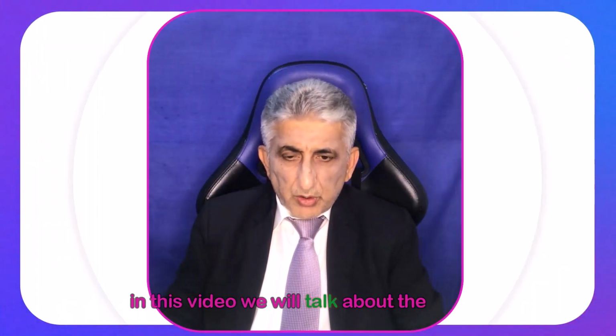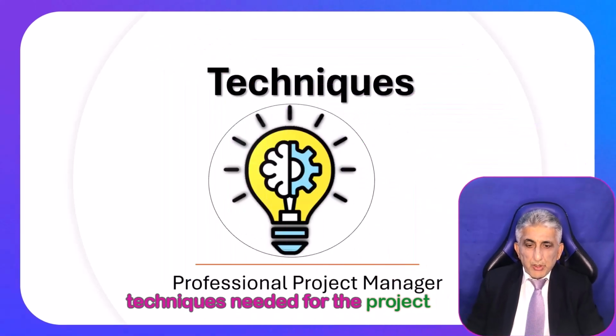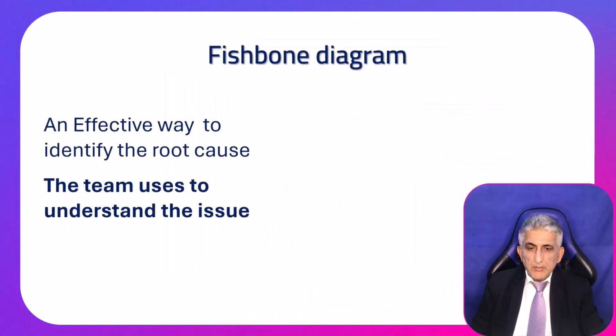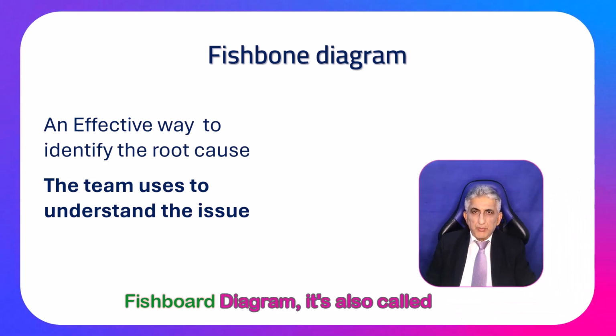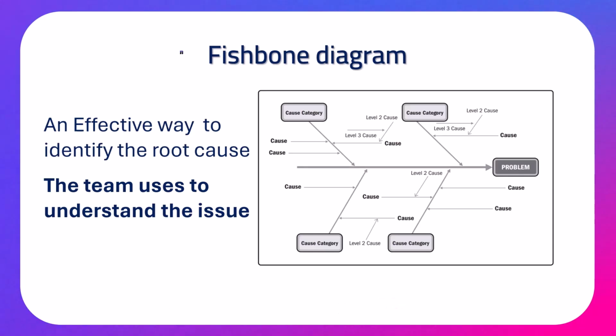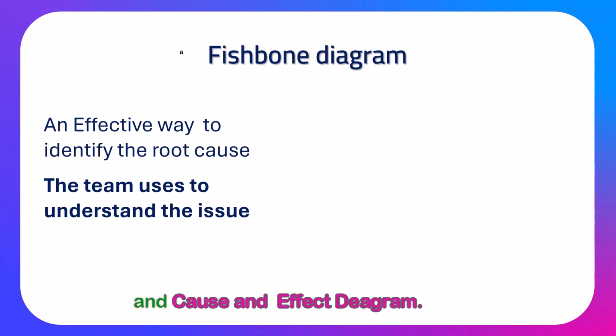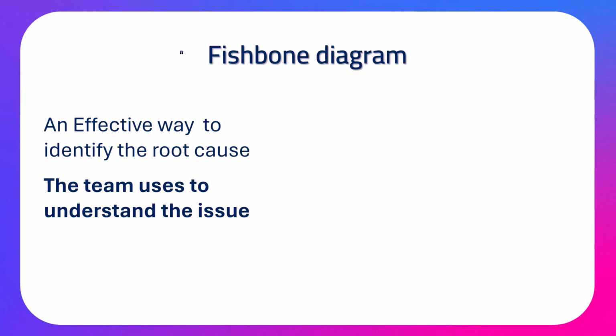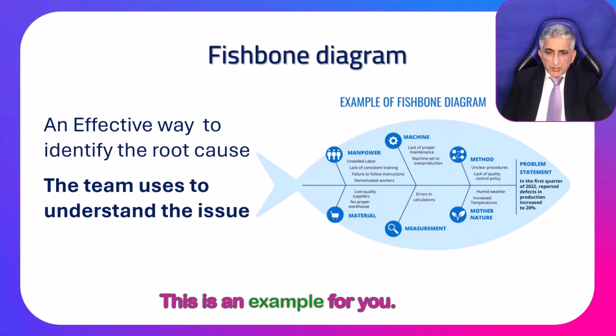In this video, we'll talk about the techniques needed by the project manager. The first technique is called fishbone diagram. It's also called Ishikawa and cause and effect diagram. This is an example for you. It's a Japanese technique, I believe, first used by Toyota company.